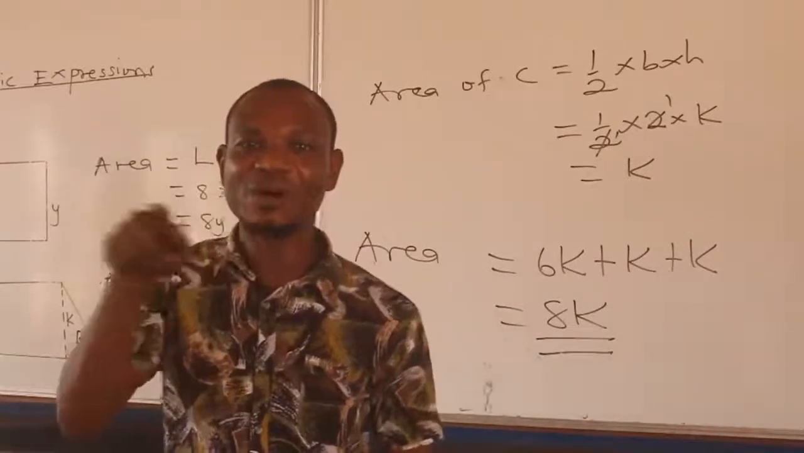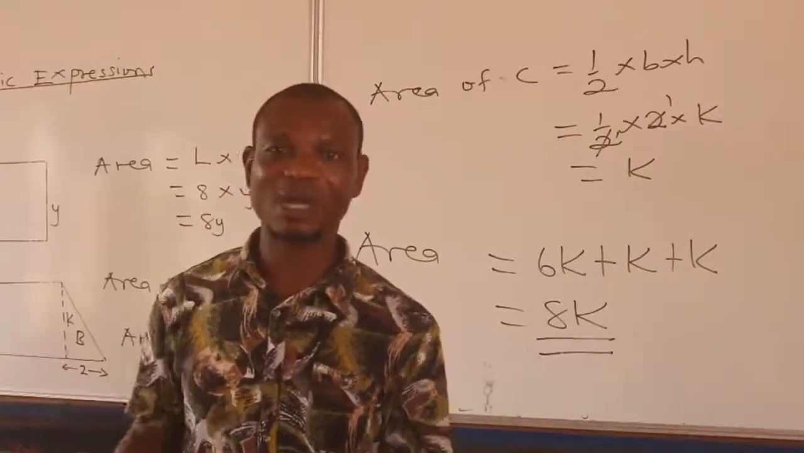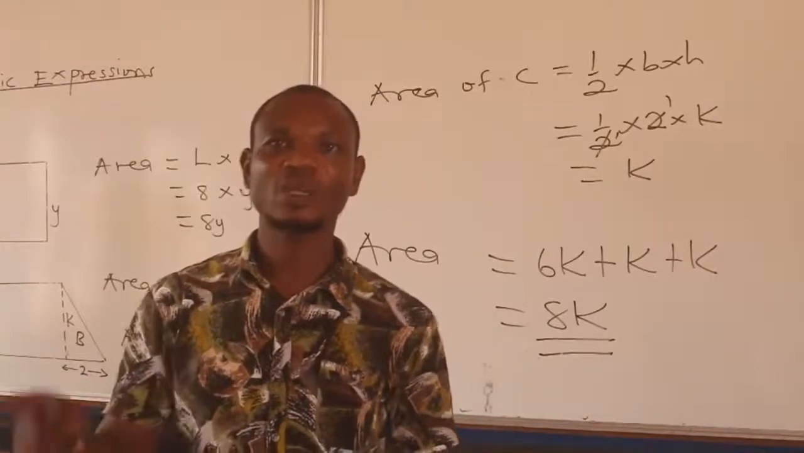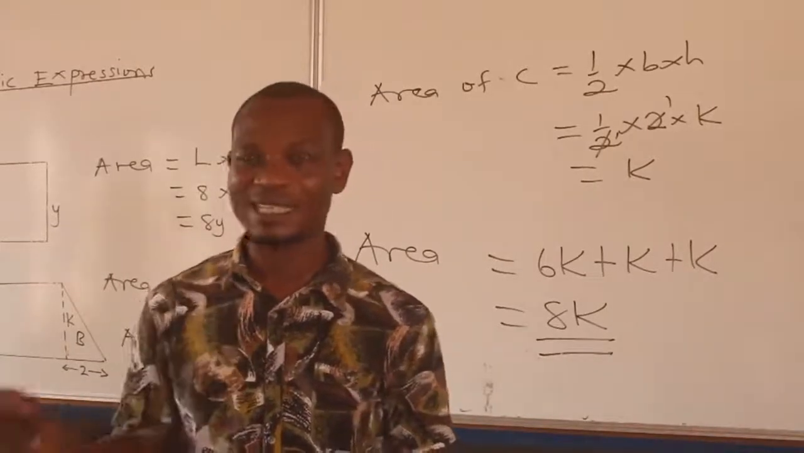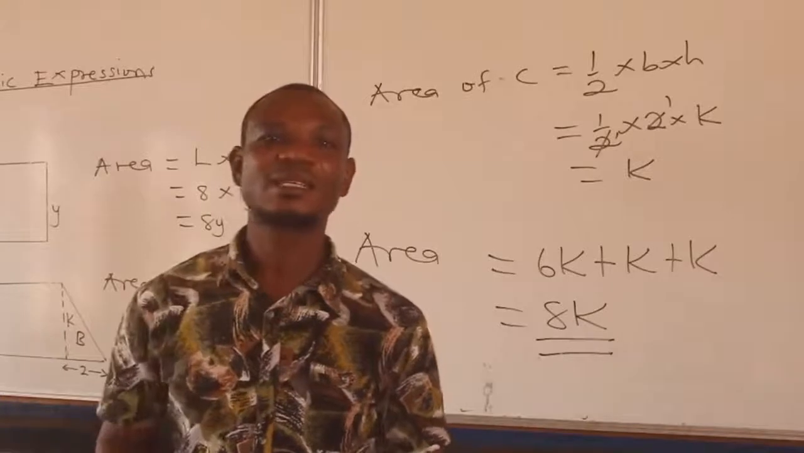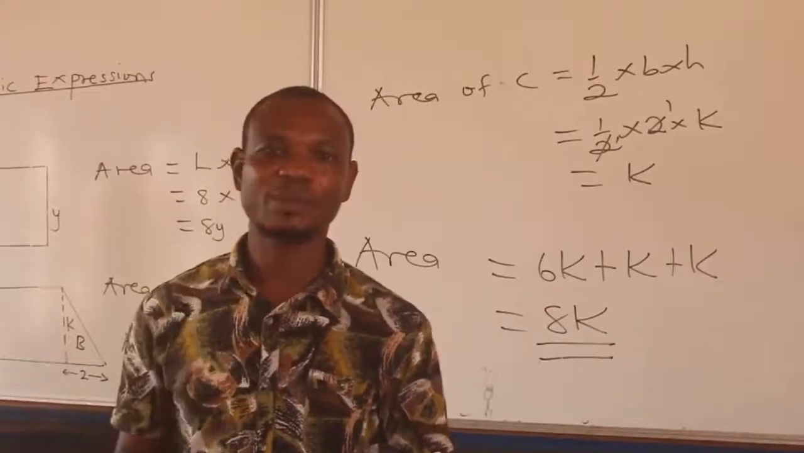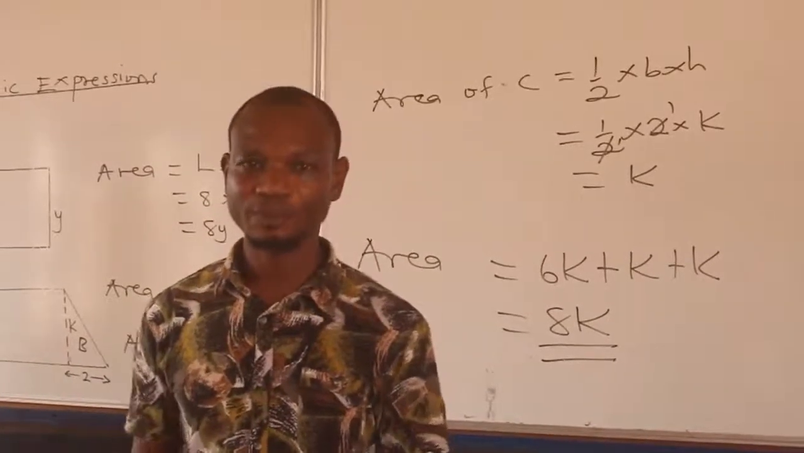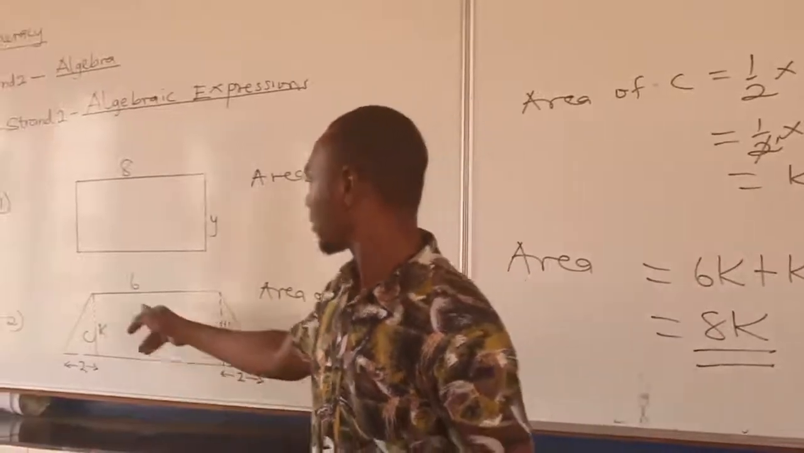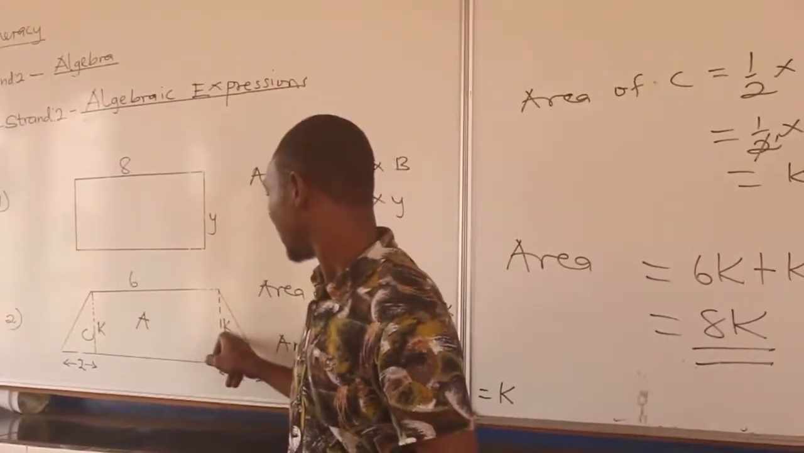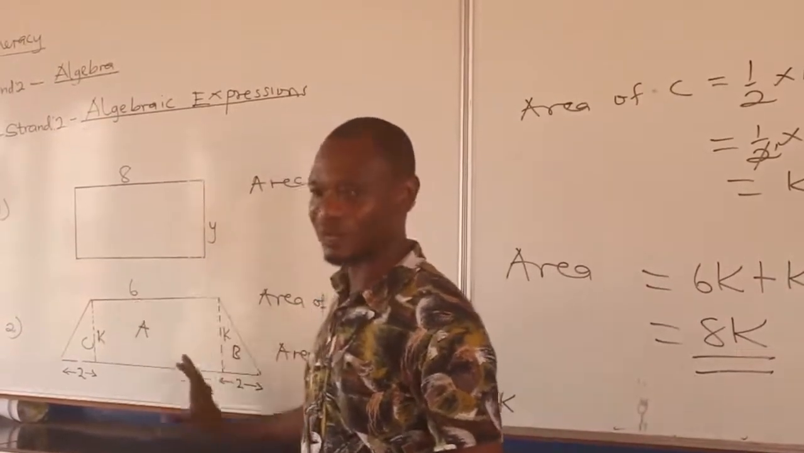So we find the area of A, and A was a rectangle, and we know a rectangle's length and breadth. The length was 6, and the breadth was what? K, when you look at the shape. So length times breadth, which is 6k. Okay, the breadth is this, and the length is this, so 6k for the rectangle A.